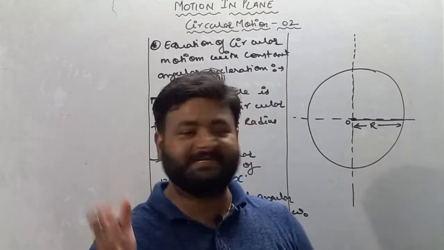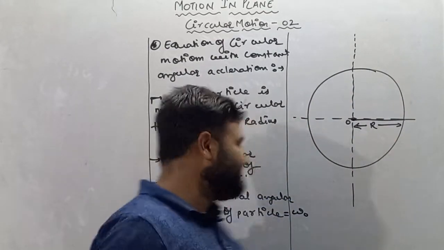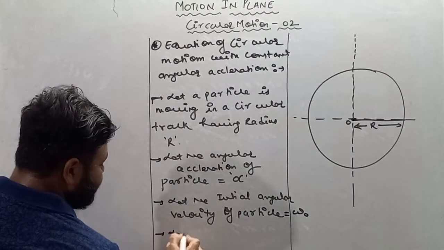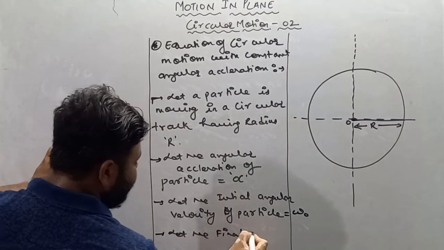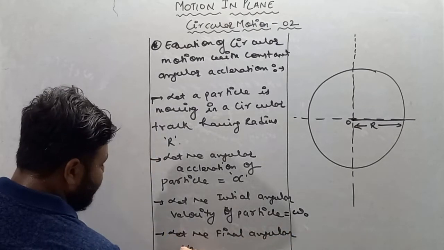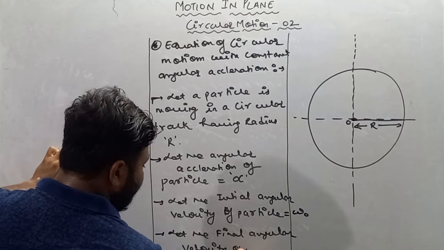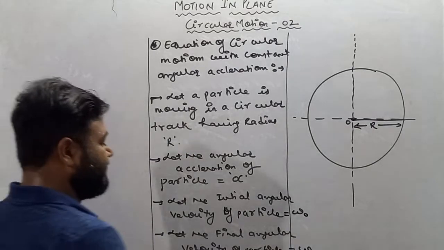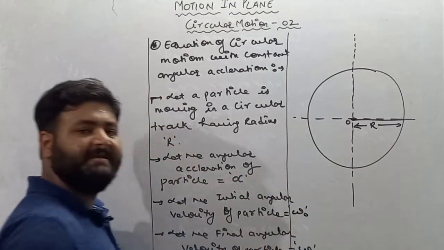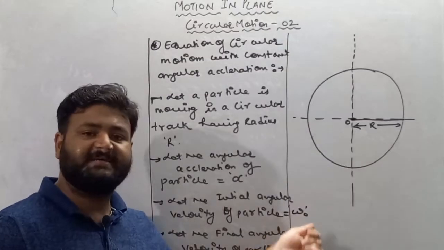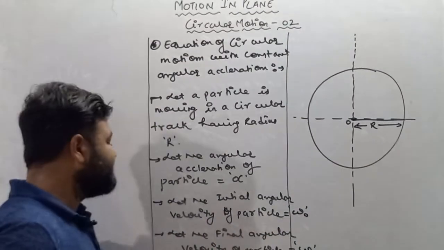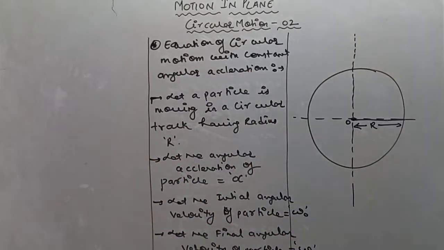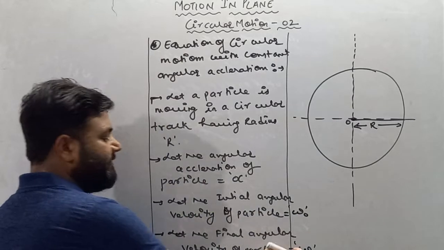Because we are dealing with circular motion, that's why I am using angular velocity instead of velocity. Moving forward, let the final angular velocity of particle be equal to omega. So we have two different terms: one is initial angular velocity, represented by omega naught, and second is final angular velocity, represented by omega. So our particle is moving with initial angular velocity omega naught, and final angular velocity omega.